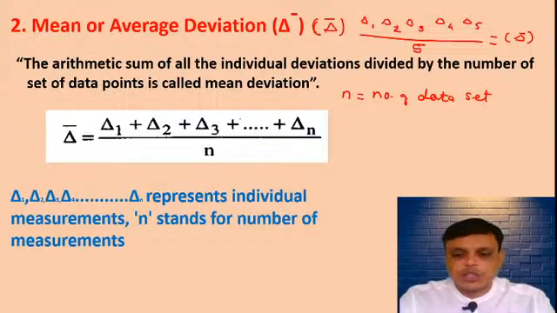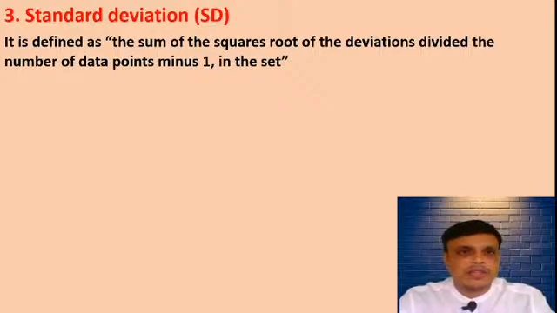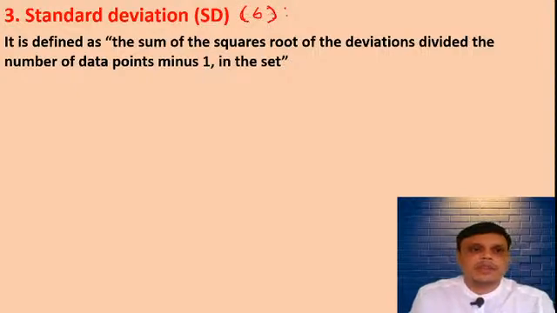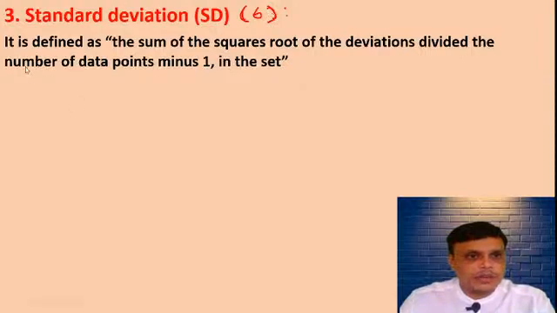Okay, let's go. Then the standard deviation, short form SD, is denoted by the symbol sigma. The definition of standard deviation is that it is defined as the sum of the squares of the deviations divided by the number of data points minus 1.